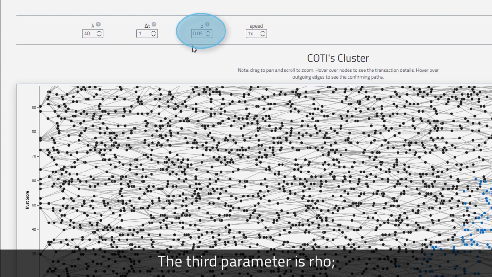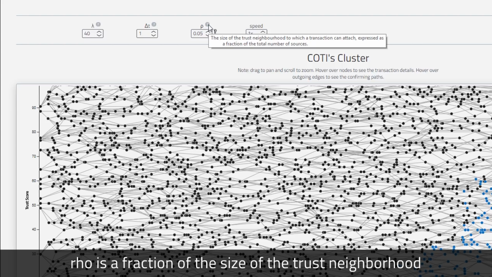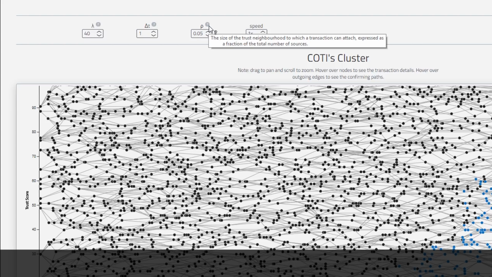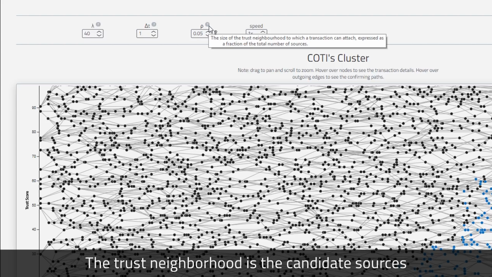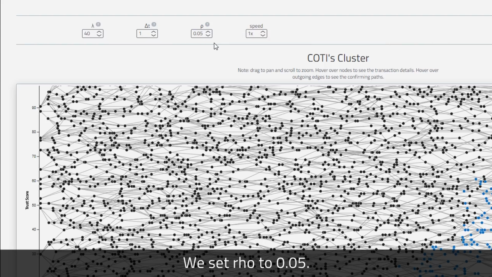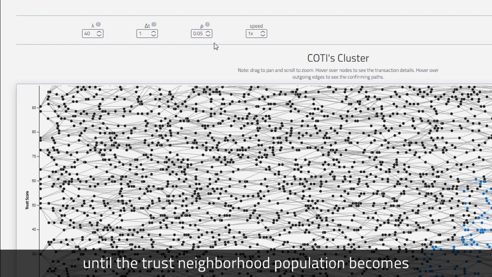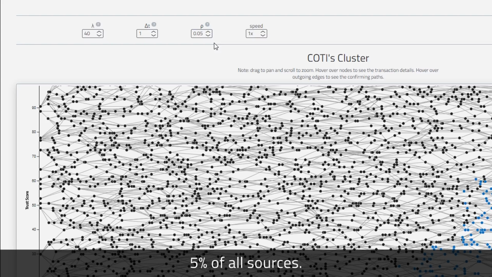The third parameter is rho. Rho is a fraction of the size of the trust neighborhood and all the sources. The trust neighborhood is the candidate sources that each transaction receives when it runs the source selection algorithm. We set rho to 0.05. This means each transaction will continue looking for a trust neighborhood until the trust neighborhood population becomes 5% of all sources.